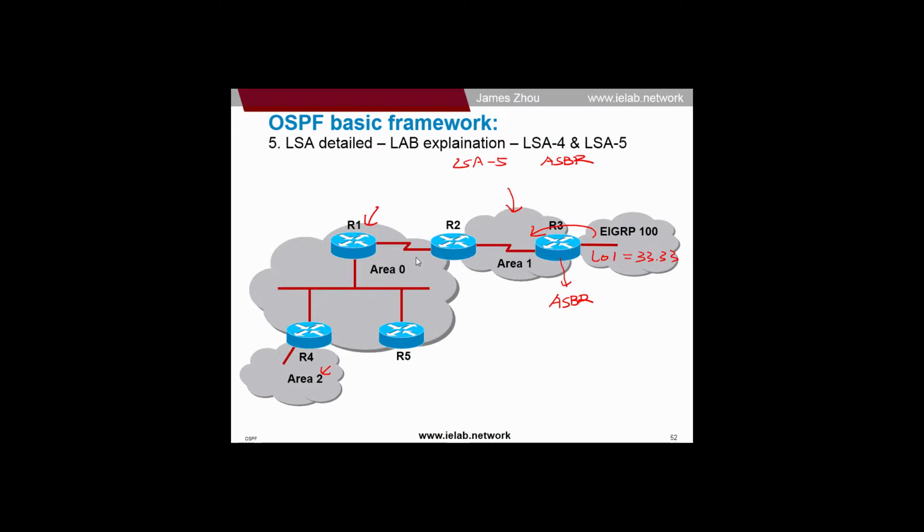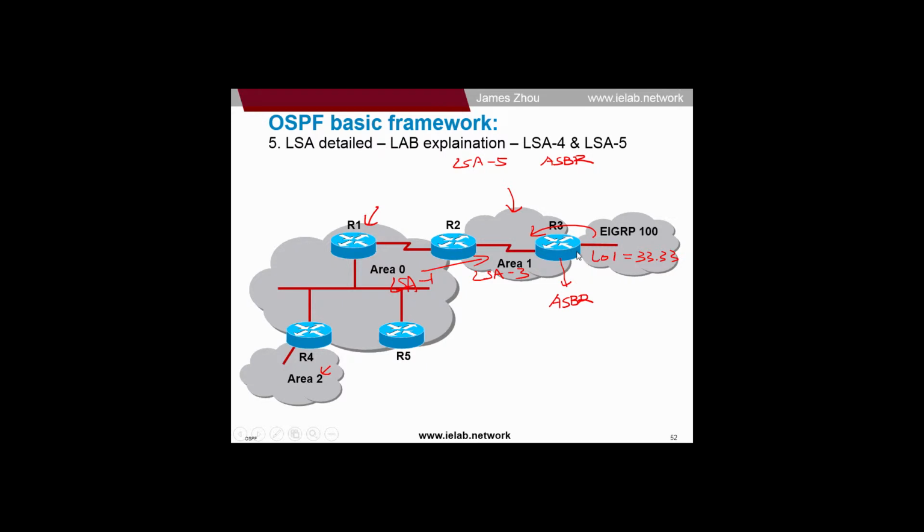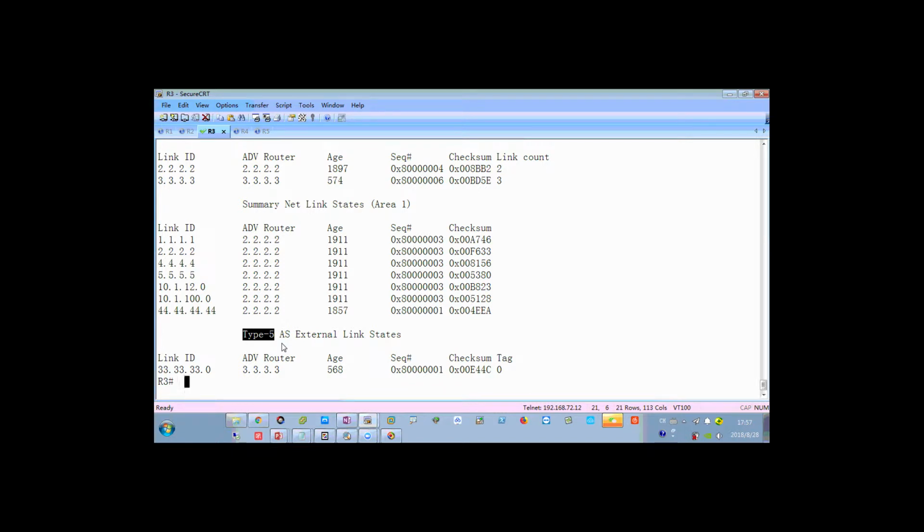LSA3, because here is area 0. Area 0 routes will be translated into LSA3 and put into area 1. LSA1 from area 0 is translated to LSA3 and put into area 1. Now you can see type 5, because the ASBR redistributes another protocol into OSPF. You can see the type 5, LSA5.